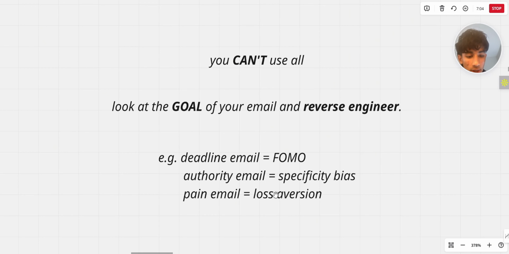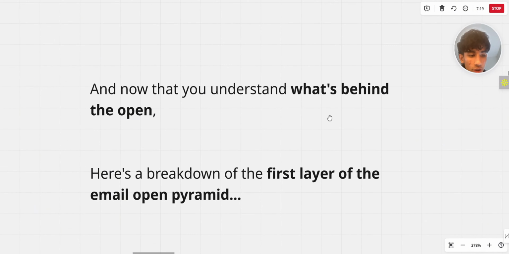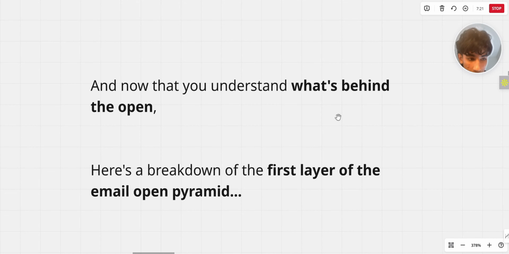And it goes both ways. If you're writing just a regular free value email, then there's going to be no need for FOMO. So you have to choose which is most applicable and apply it to the situation of the email. But now that you understand what's behind that open and the psychology behind it, because when you start actually working with the human brain, then you'll see your results get exponentially better.